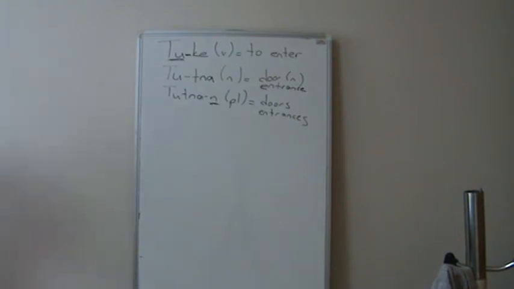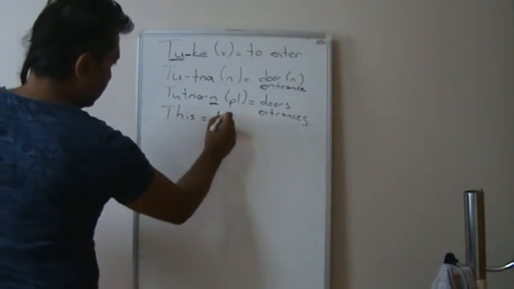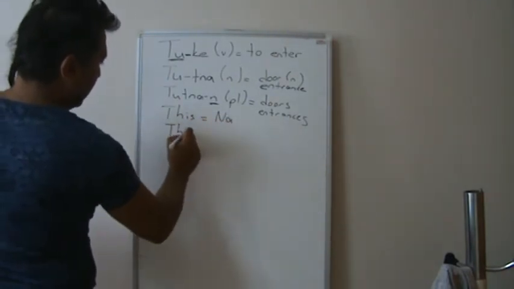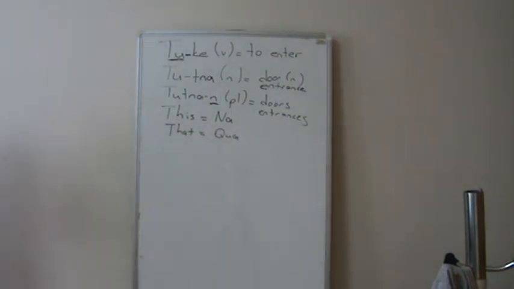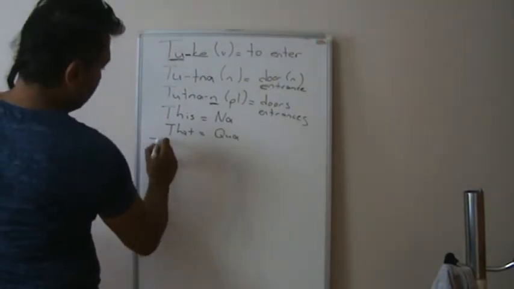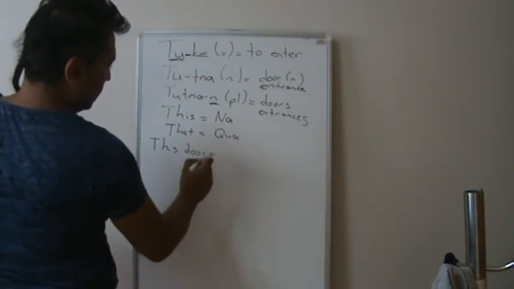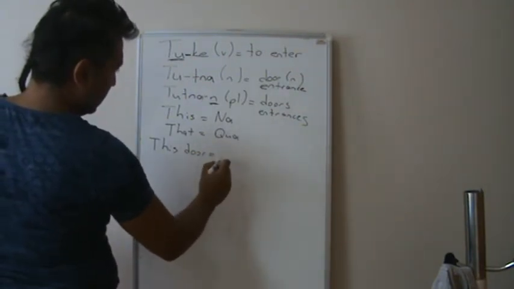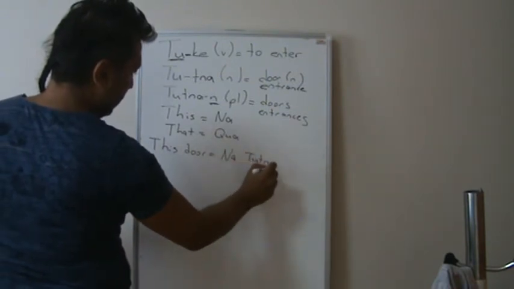Na means this. Nan, these. Hua, that. These are the demonstratives. So, if we want to say this door, what should we write down? Na tutna. Na tutna.